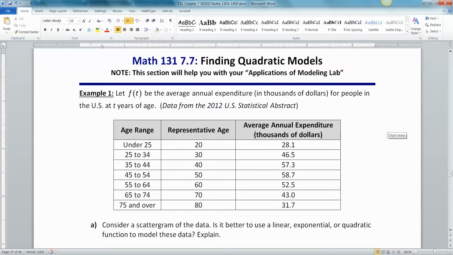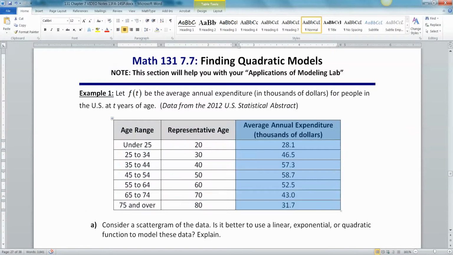All right, so let's look at example 1. Let f of t be the average annual expenditure in thousands of dollars for people in the U.S. at t years of age. So we have the different age ranges right here, and then we have the average annual expenditure in thousands of dollars. And this is going to be the number we're going to use to represent that age range, because we can't say 25 to 34 in a calculator, but we could say the number 30.